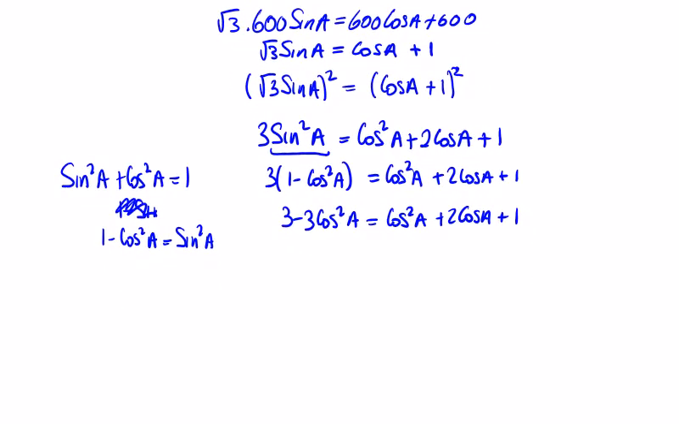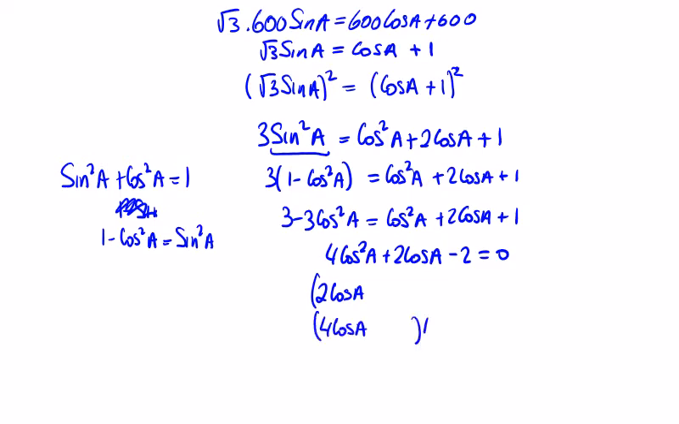Long-winded version this. Okay, bring the two things across. We're going to get 4 cos squared A. We just have another constant there. We're going to have plus 2 cos A. And we're going to have a minus 2. 1 minus 3 equals naught. Now, we should be able to factorize that. 2 cos A by 2 cos A, or 4 cos A by cos A. I think it's this one actually, 4 cos A by cos A.